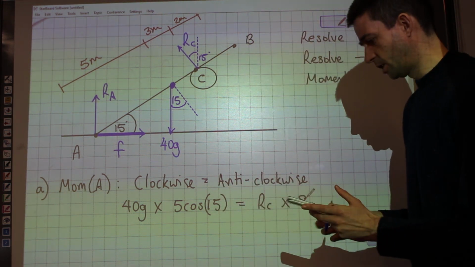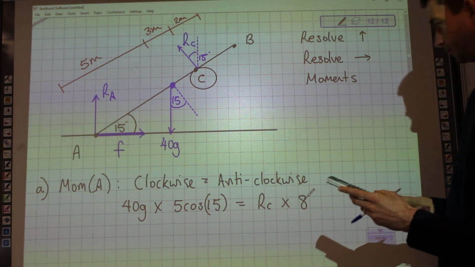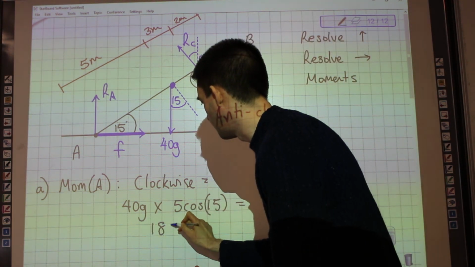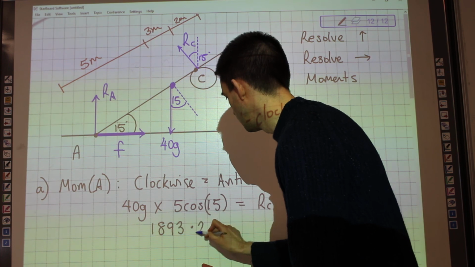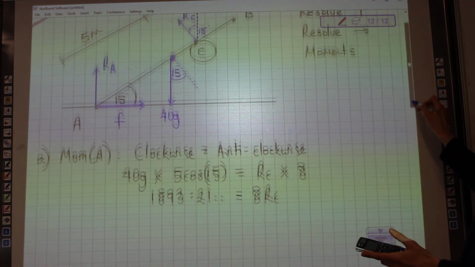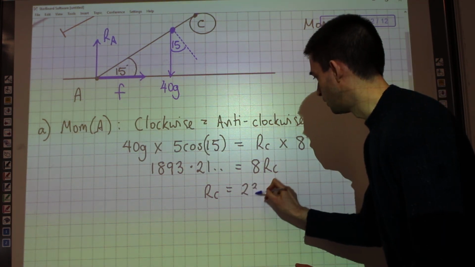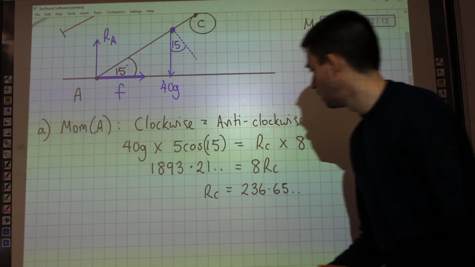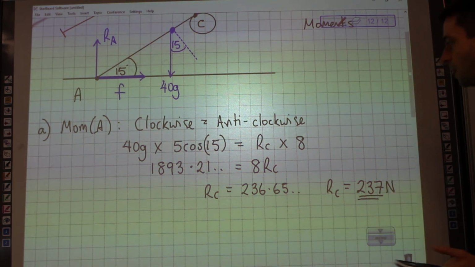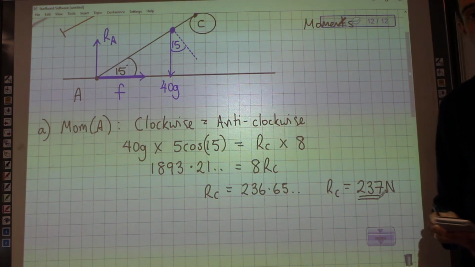So 40g times 5 cos 15, so we'll work that out as a number, in degrees mode, remember. So we've got 1,893.21, keep that in my calculator, and that equals 8 RC. So dividing by 8, I get RC to be 236.65, which to 3 significant figures, RC is 237 newtons, and that is part A done. I'm going to store that value in my calculator for future calculations.